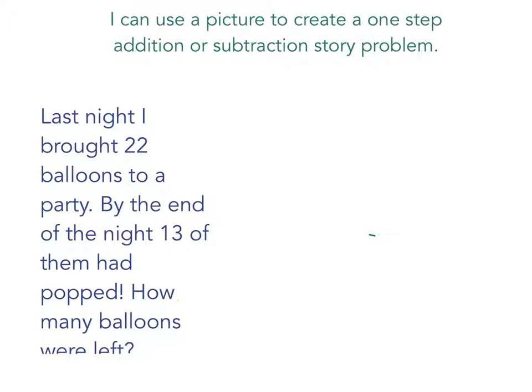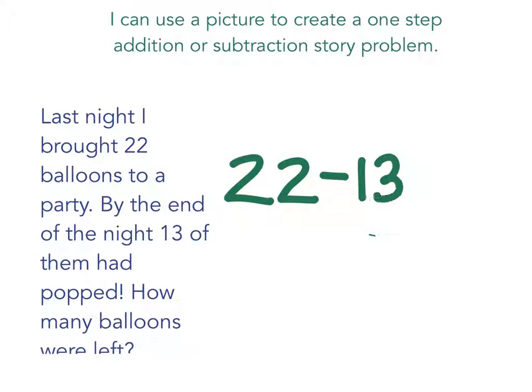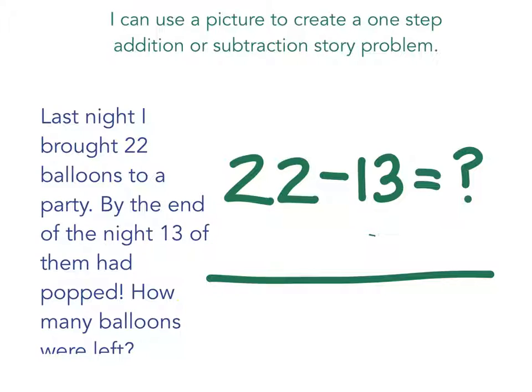So I want to make sure that when I solve this problem, I say my thinking out loud so that people can kind of understand my math strategies. I know that when I went to the party, I had 22 balloons with me, and then during the party, 13 of them popped. So my goal is to figure out how many were left after the party ended. I'm going to use a number line to solve this problem. So I think I'm going to use my counting back strategy.